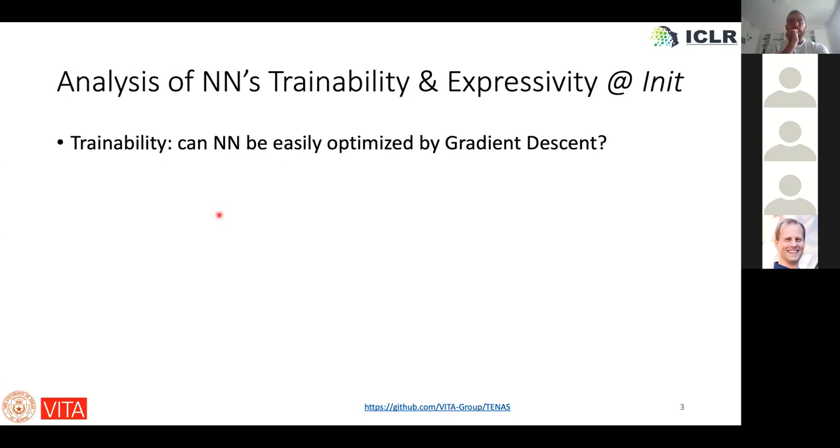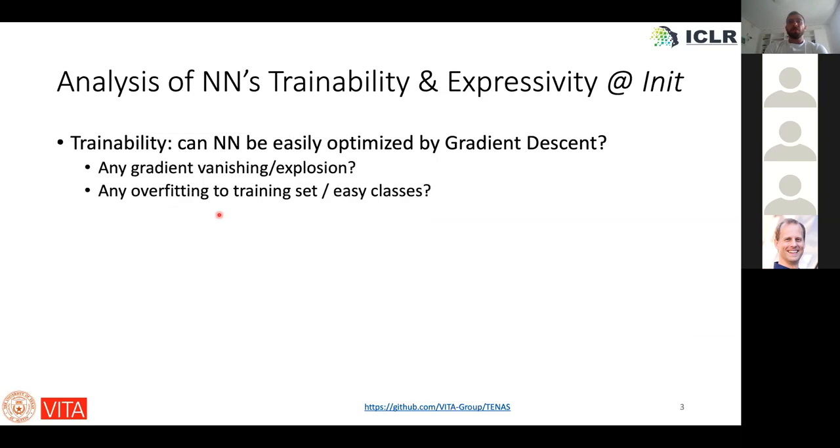So let's take a look at the core part of our work. How to analyze the network's trainability and expressivity, especially at initialization. First, we need to define what trainability and expressivity are for the neural architecture. Trainability indicates how well the network can be optimized by gradient descent. Some typical examples where a network cannot be well optimized by gradient descent are gradient vanishing or explosion during training, or overfitting to the training set, or to some easy classes, for example, in the long tail problem.